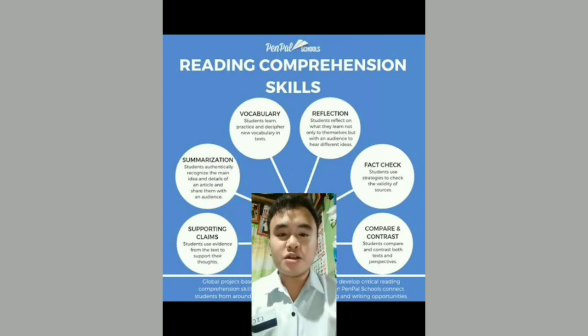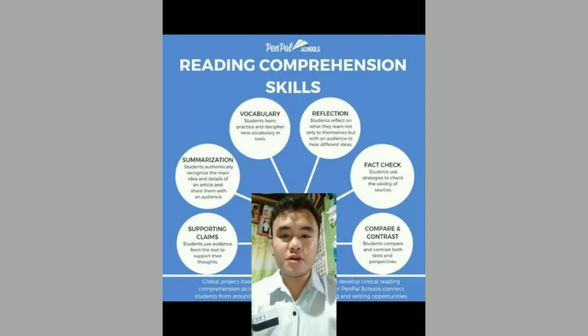So through summarization, the student can already find the main idea of the story or the text that they have read. So summarization needs to be practiced on how to develop reading comprehension.